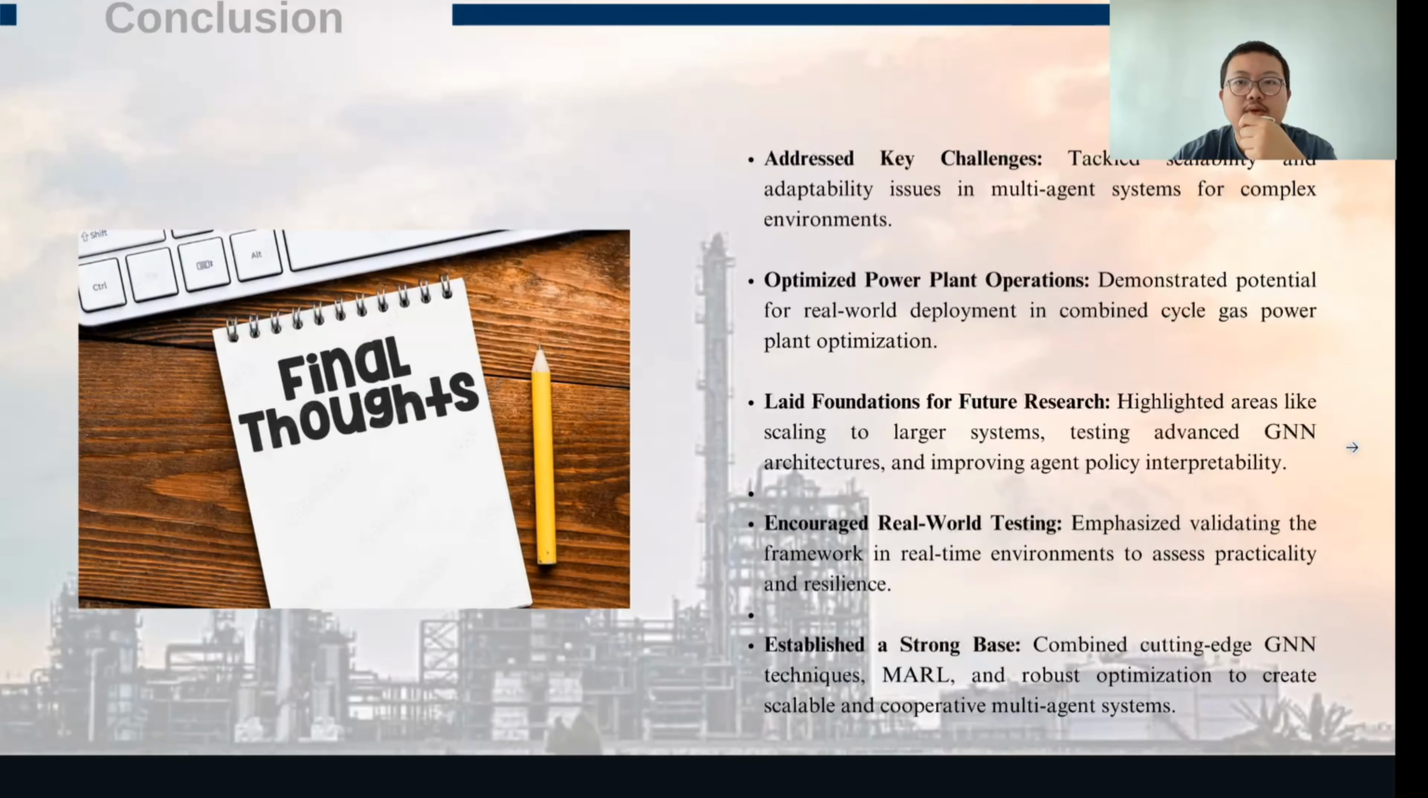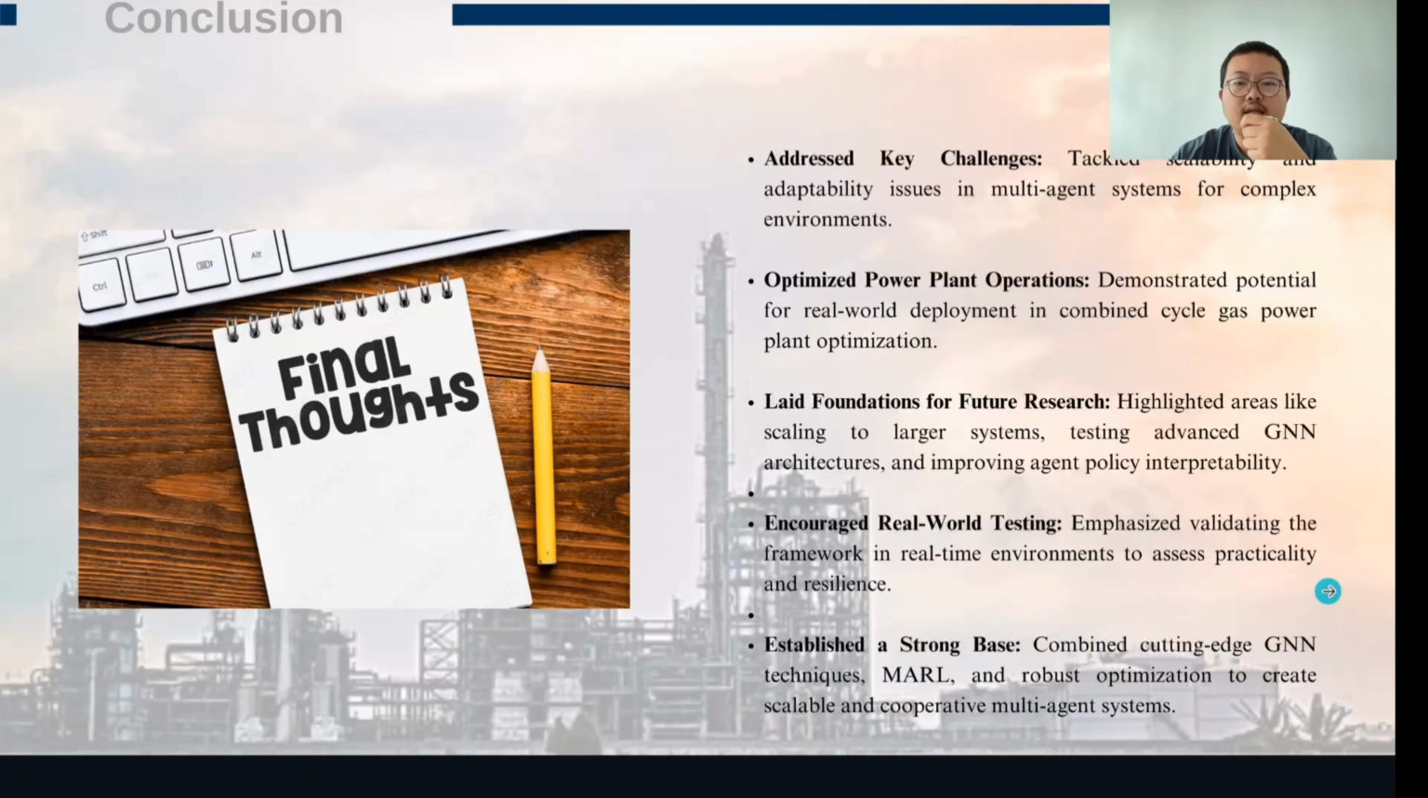We tackled the scalability and adaptability issues in multi-agent systems for complex environments. This demonstrated the potential for real-world deployment in combined cycle gas power plant optimization. Areas like scaling to larger systems, testing advanced GNN architectures, and improving agent policy interpretability were highlighted. It also emphasized validating the framework in real-time environments to assess practicality and resilience.